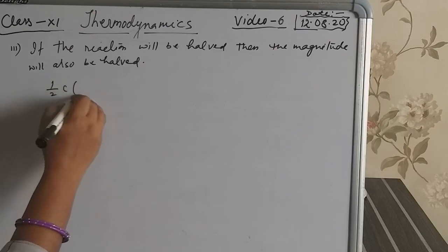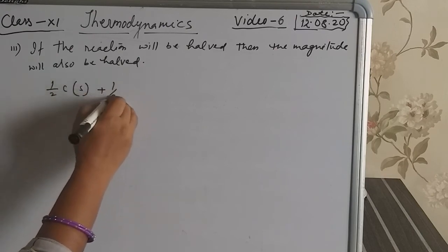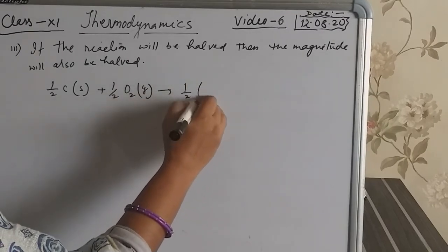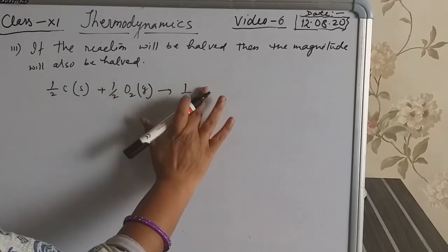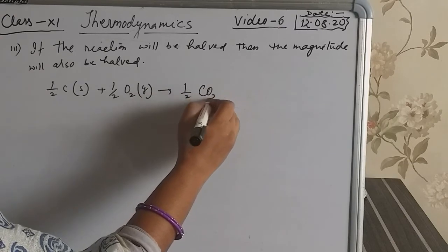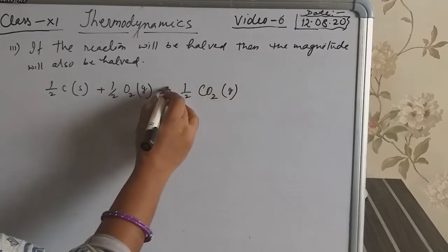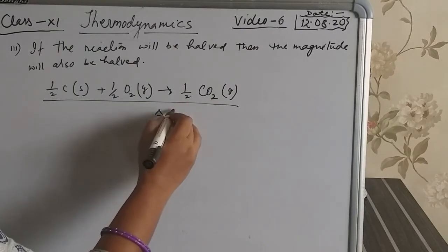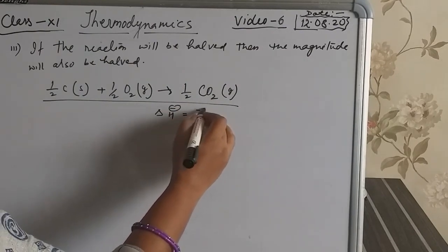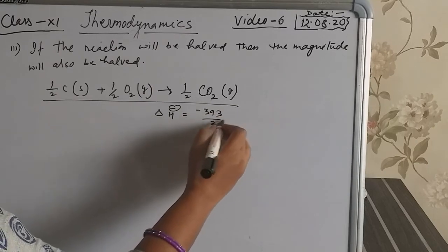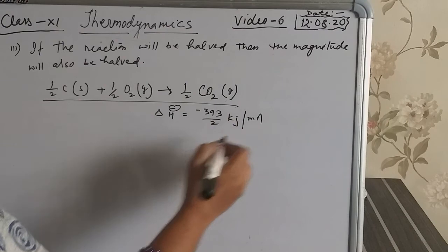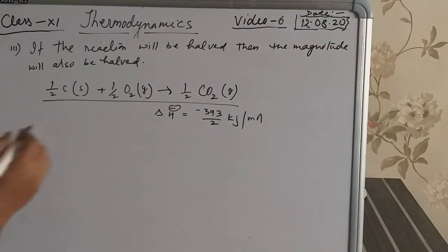Half carbon, half oxygen, formation of half CO2 gas. So the enthalpy also becomes half, in kilojoule per mole.